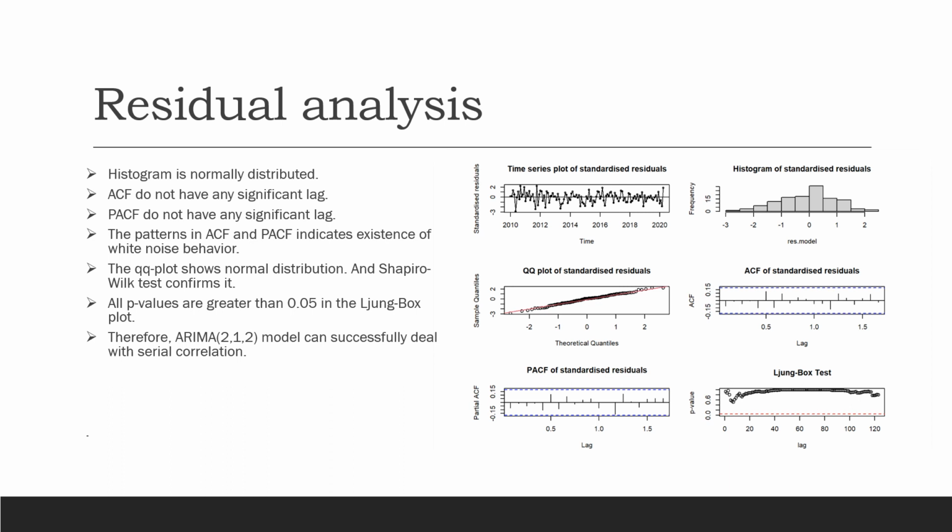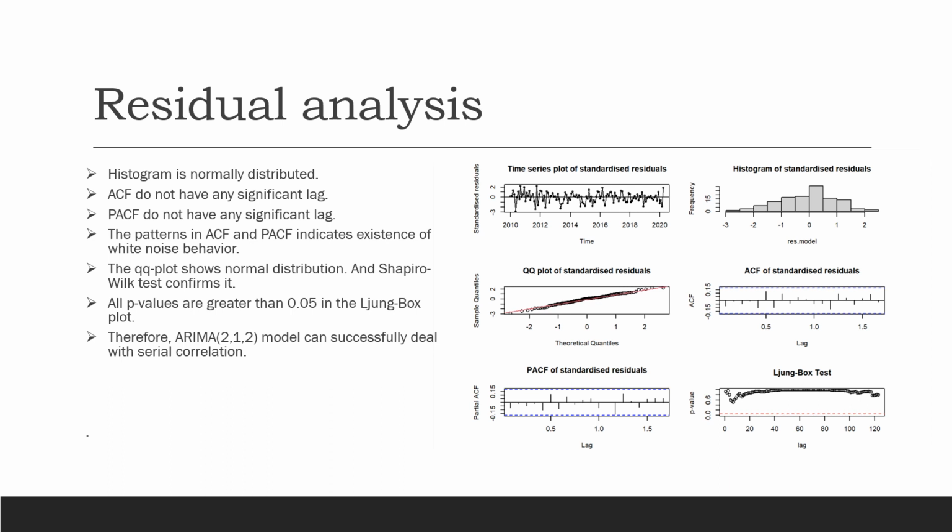Using the generated image, we can observe the histogram is normally distributed. ACF and PACF do not have any significant lags. The patterns in ACF and PACF slightly indicate white noise behavior. The QQ plot shows normal distribution and Shapiro-Wilk test confirms the same. The p-values are greater than 0.05 in Ljung-Box plots. Therefore, the 212 model can successfully deal with serial correlation.